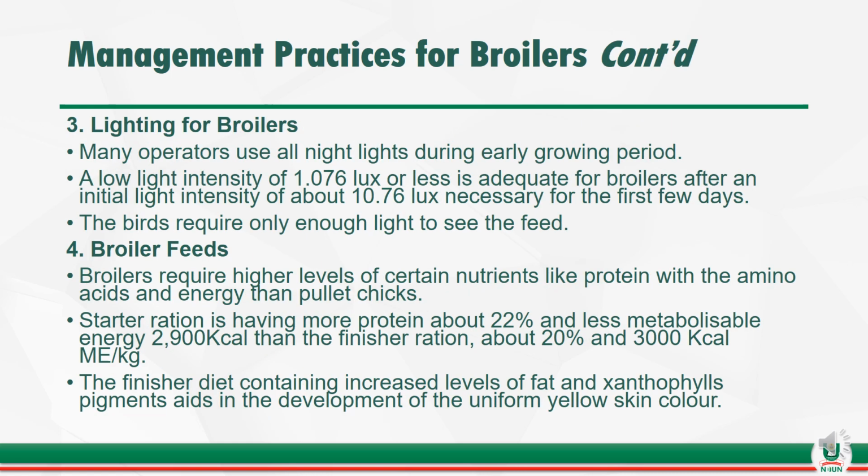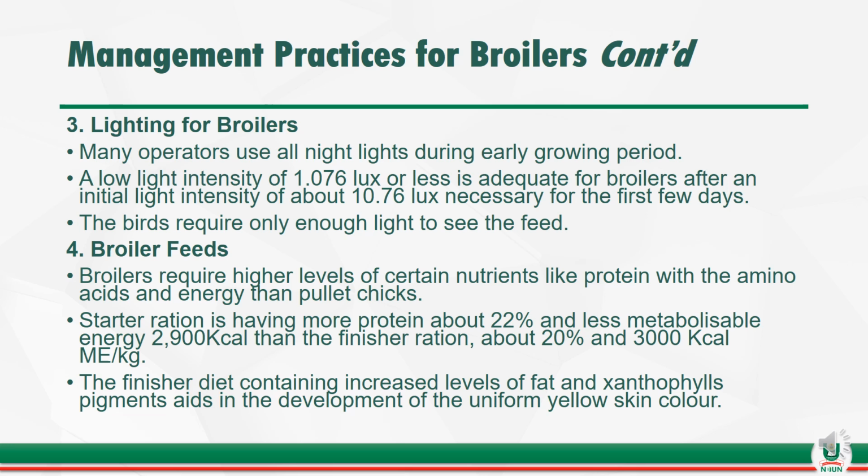Yes, lighting. Lighting in the broiler house is very important. Now, a low light intensity of 1.076 lux or less is adequate for broilers after an initial light intensity of about 10.76 lux necessary for the first few days. Now, the birds require only enough light to see their feed so that they can eat very well.